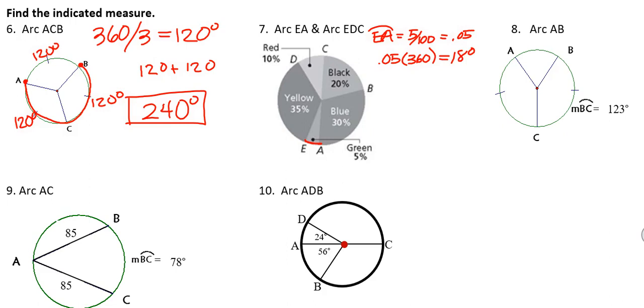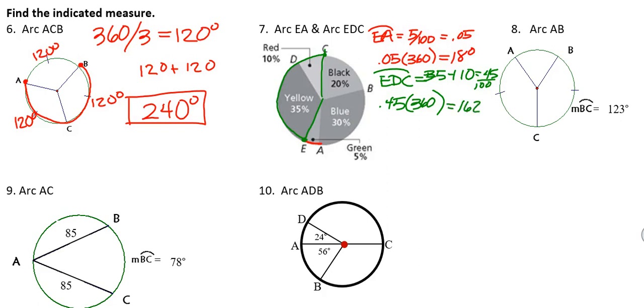Now we're going to do this similar thing for arc EDC. So arc EDC starts here, goes all the way up here. That includes both the 35 and the 10. So when we talk about arc EDC, we're talking about 35 plus 10. That's 45. Again, we're going to divide that by 100. That's going to give us 0.45. Multiply that by 360. When we multiply 0.45 times 360, we get 162 degrees.